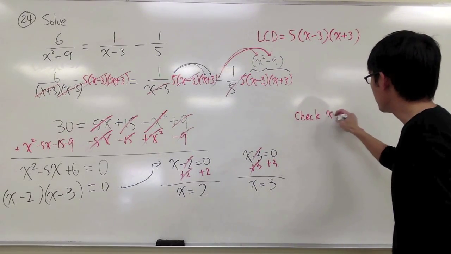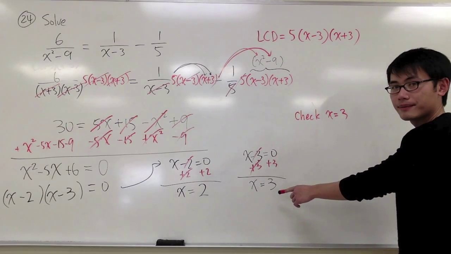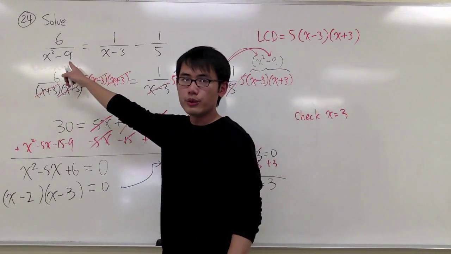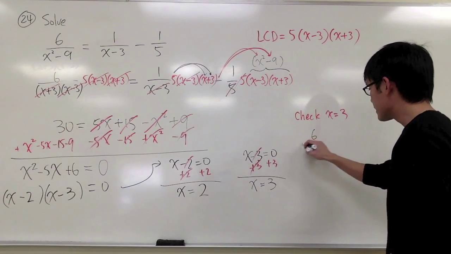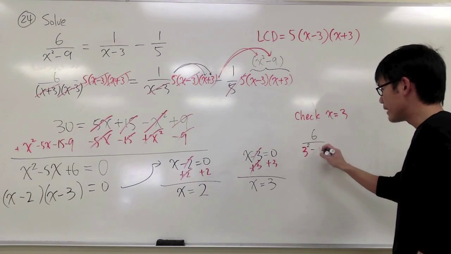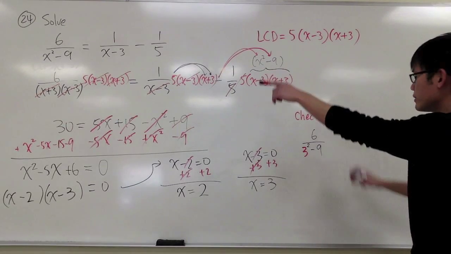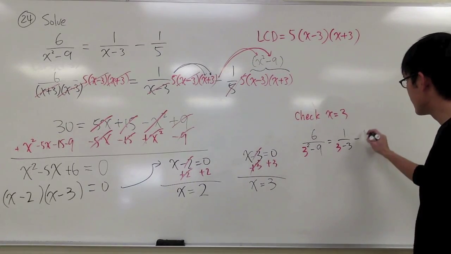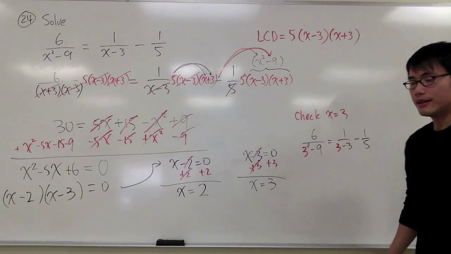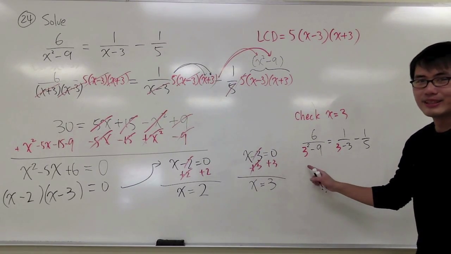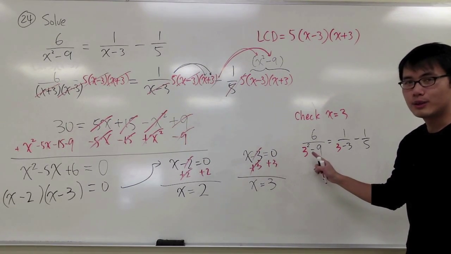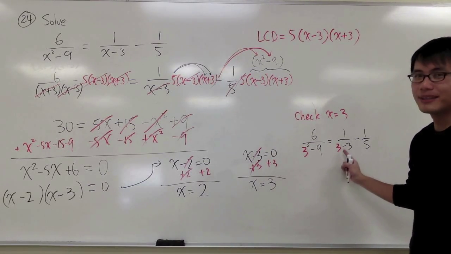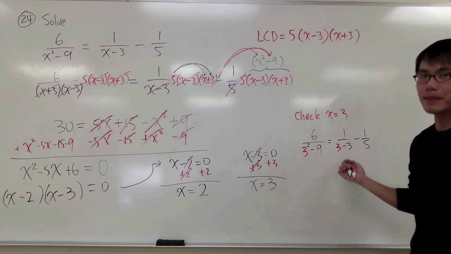Check if x was equal to positive 3. If x was equal to positive 3, I will plug in the positive 3 into the original equation. I will get 6 over 3 squared minus 9 equals 1 over 3 minus 3 minus 1 over 5. The problem here is that you have two places. You'll see that we have 3 squared minus 9, which is the same as 9 minus 9, and that's 0. Or you can also look at this part. 3 minus 3, it's again another 0 in the denominator.